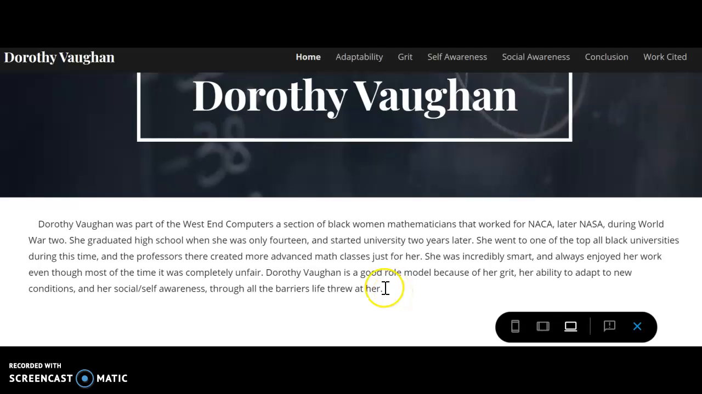And the part that's missing in this claim is the how. How did she display these things? I've also encouraged you, because of this kind of project, if you're doing more than one, to go ahead and have separate sort of claim statements. So she's a good role model because of her grit, by her, and then example 1, example 2, example 3.